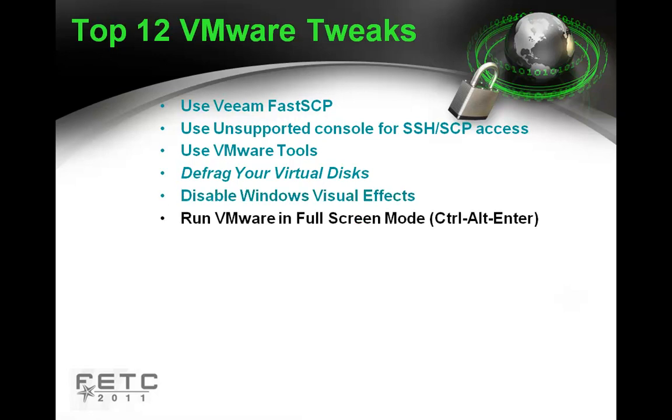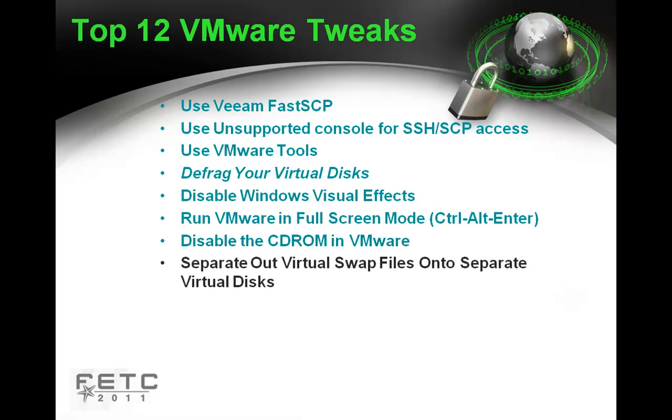Run VMware in full screen mode. Control-Alt-Enter. It is so much easier for me to see stuff, especially as I'm getting older. My eyes, I like to be able to see it in full screen. Disable the CD-ROM in VMware. You're saving yourself boot up time. You're saving yourself a lot of resources because you're not using it 99% of the time. If you need it, then enable it, but disable it. Disable the floppy drive if you still have it listed.